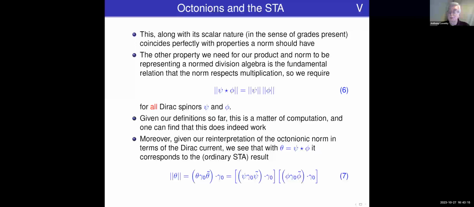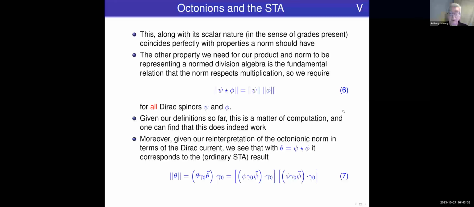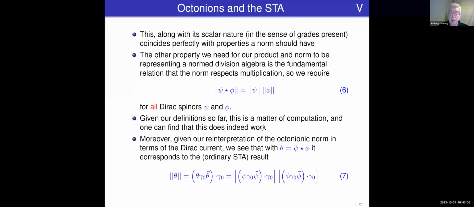The other property we need for our product and norm to be representing a normed division algebra is the fundamental relation that the norm respects multiplication. And in particular, we want the norm of the product to be the product of the norms for all the Dirac spinors psi, phi. And given our definition so far, this is a matter of computation, and you can find it does indeed work.